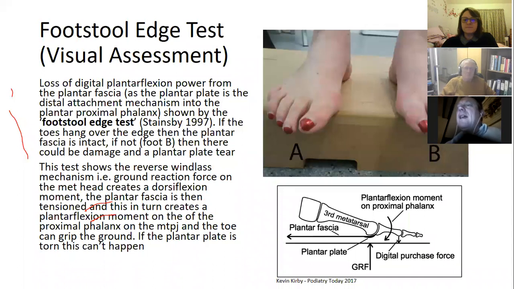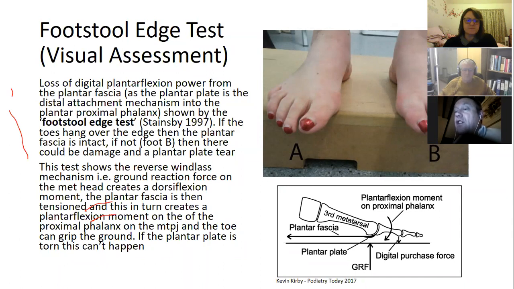Okay, here's a test that you can do that was first described by a scientist called Stainsby in 1997, and he called it the footstool edge test. Now, it's not a definite diagnosis, but it's very visual and very clear. And what he was saying, and Kevin Kirby described later in one of his papers in 2017, another great paper to read, by the way, is when you stand on the ground, all 5 met heads are pressing on the ground, and you get something called the reverse windlass mechanism.